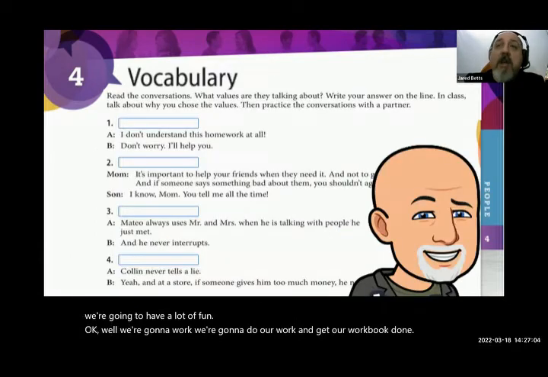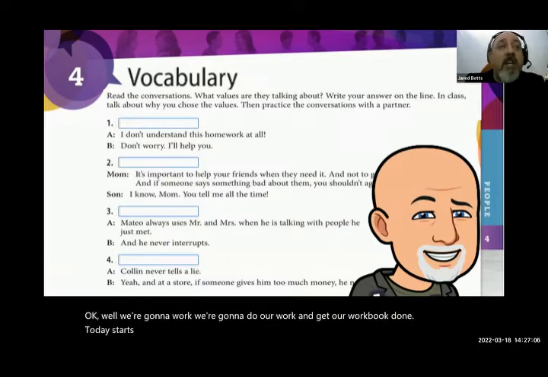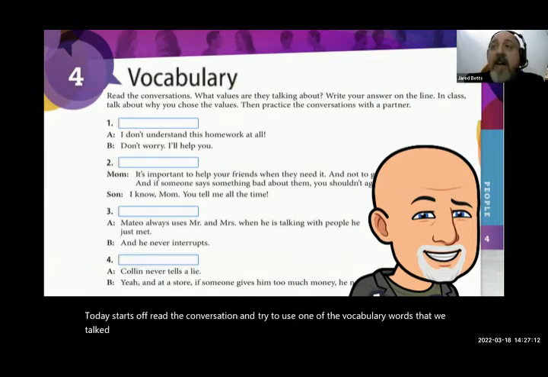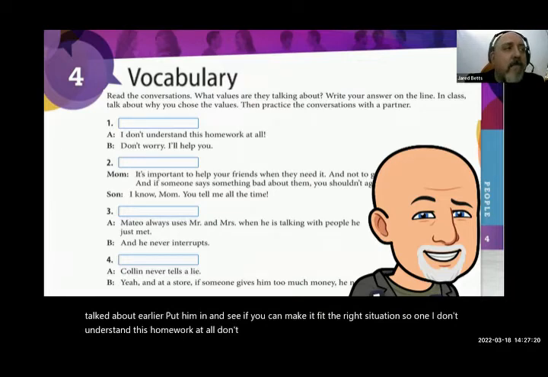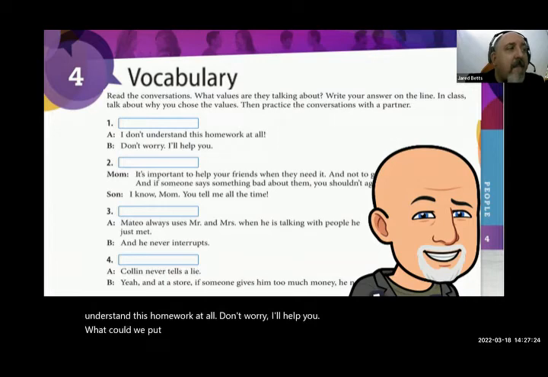Now, today starts off, read the conversation and try to use one of the vocabulary words that we talked about earlier. Put them in and see if you can make it fit the right situation. So 1, I don't understand this homework at all. Don't worry, I'll help you. What could we put in to describe that feeling?